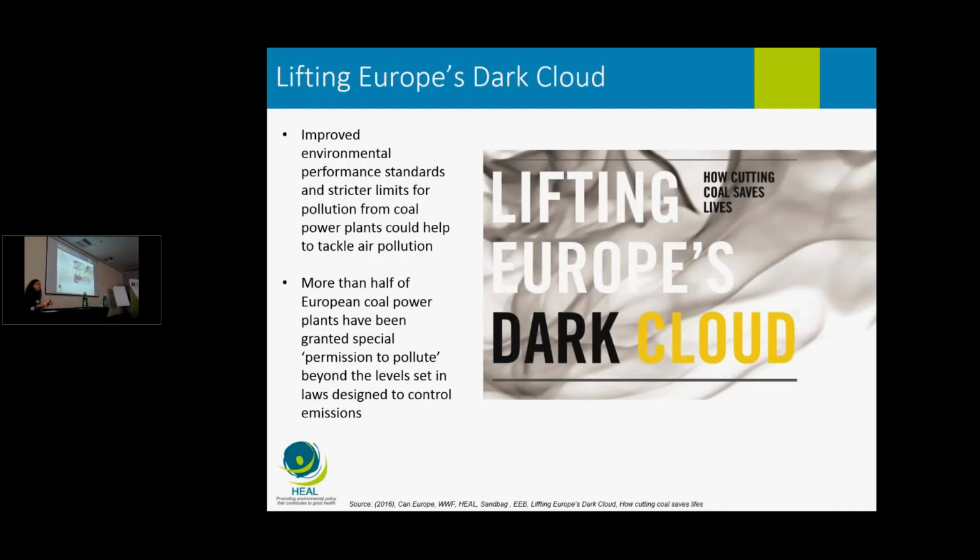But there was a follow-up of this report. We didn't end up with this very pessimistic statement that it's very bad.